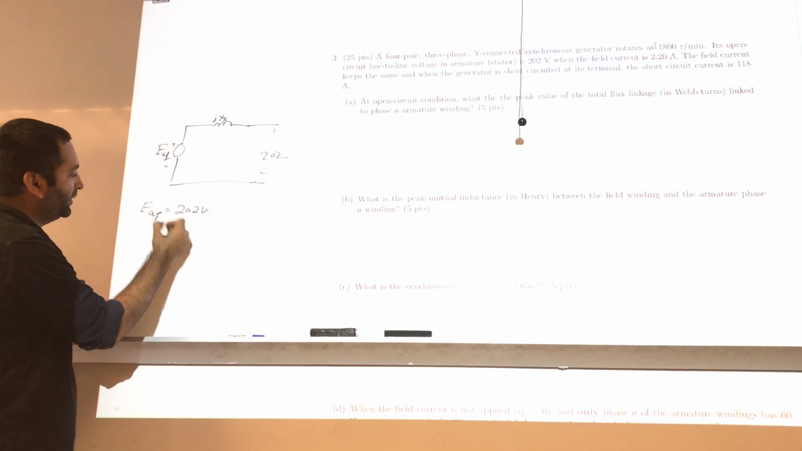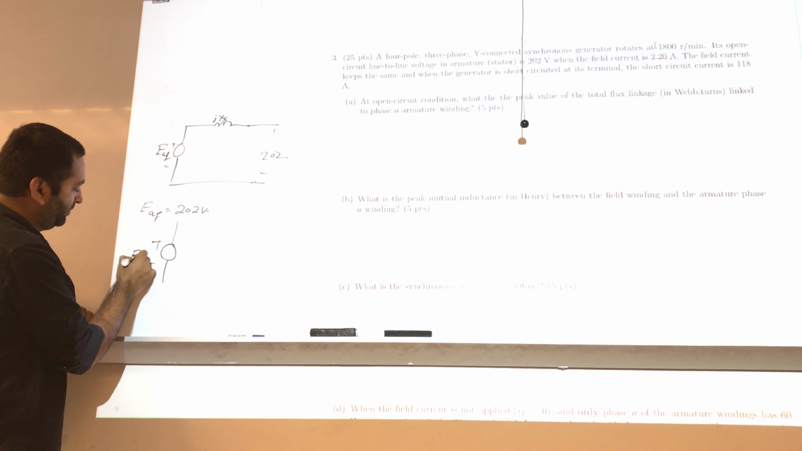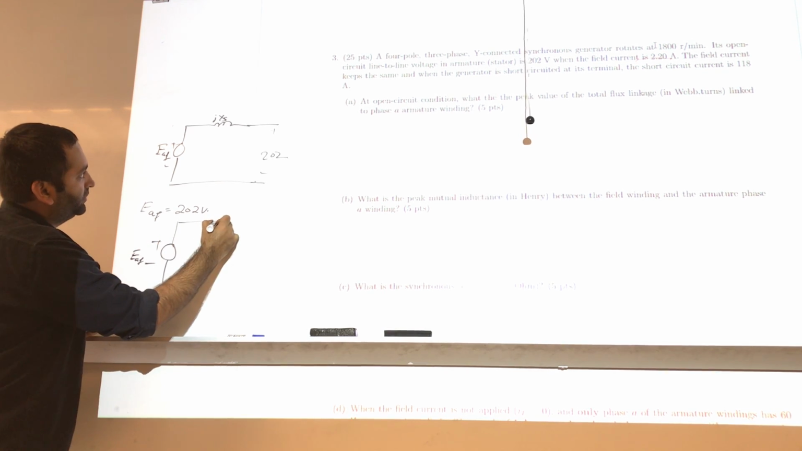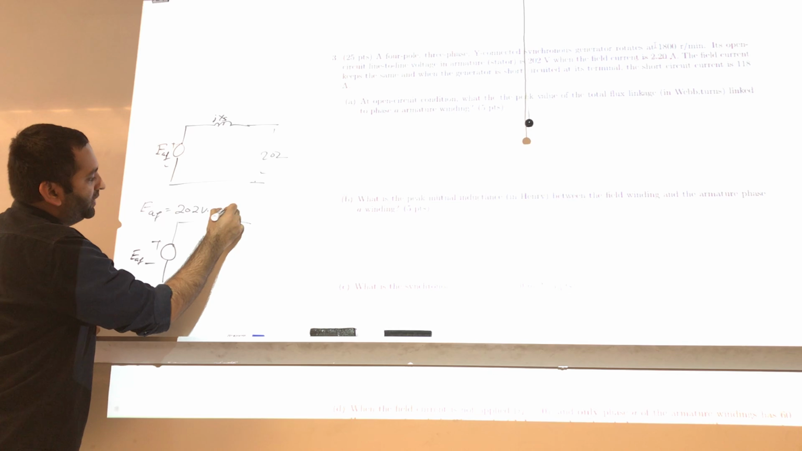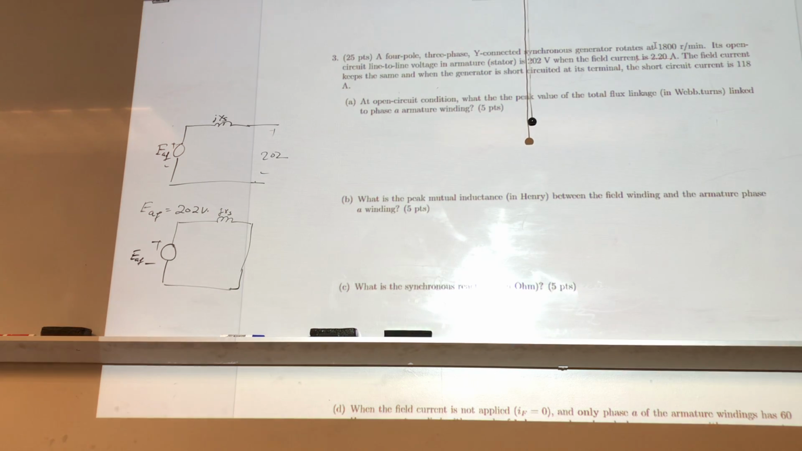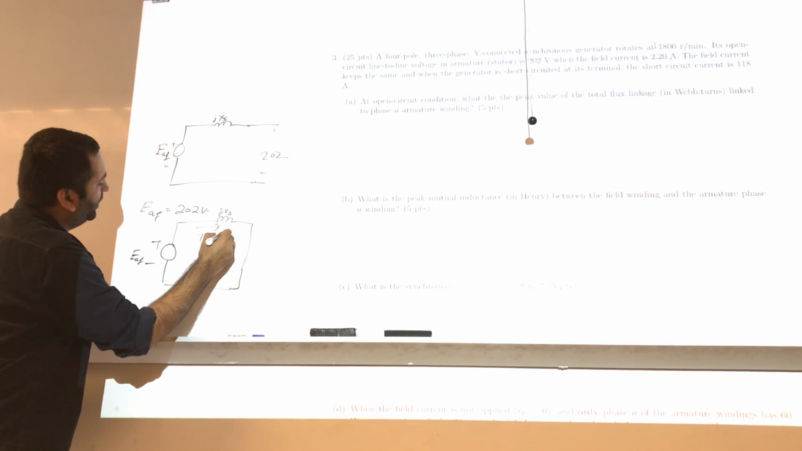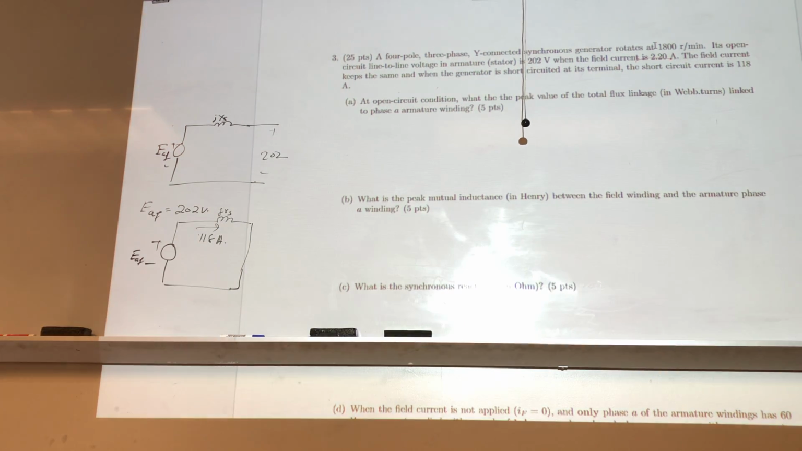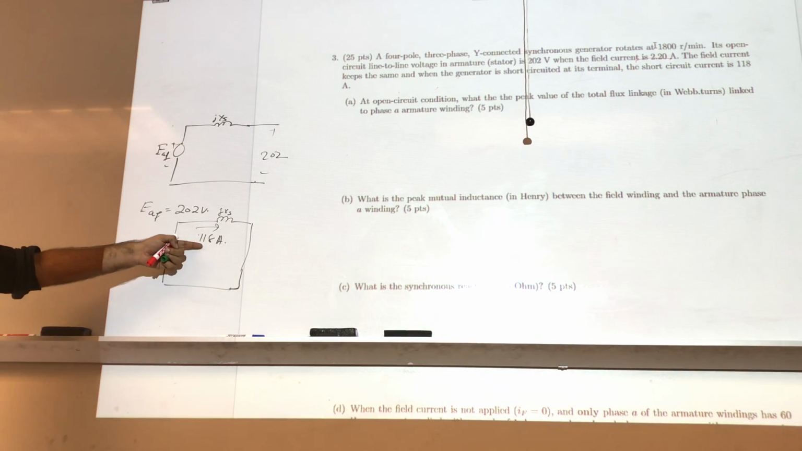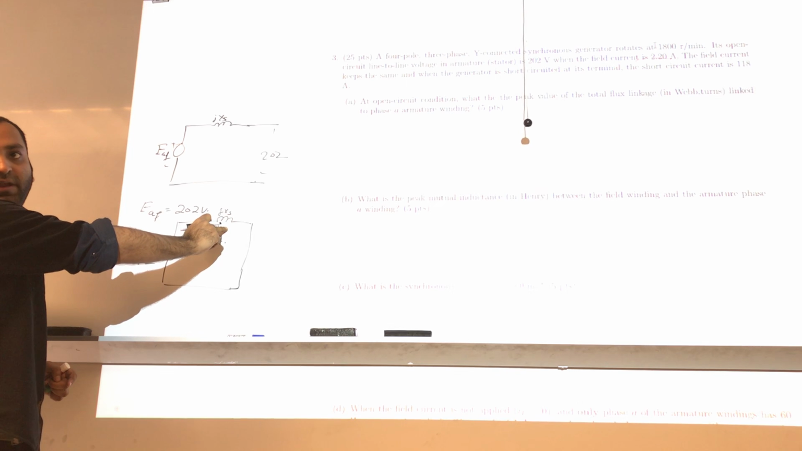So now we'll make it short. This is EAF, and this is jXS, and this is short circuited. And it says this one is 118 amperes. So you have EAF, you have IA. You can find this reactance, right?